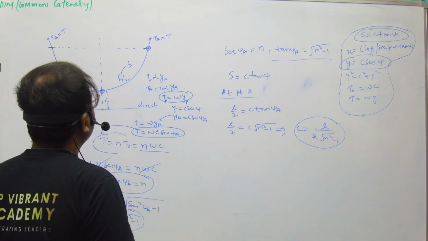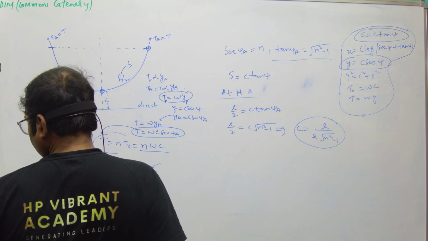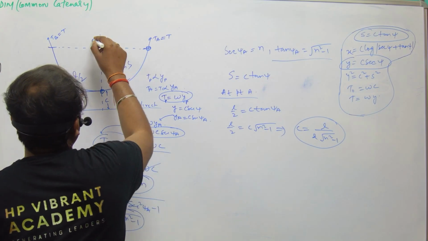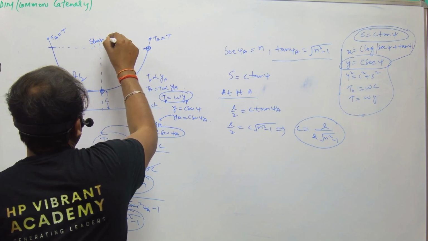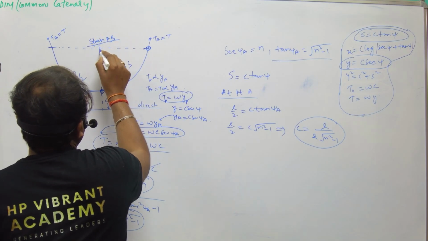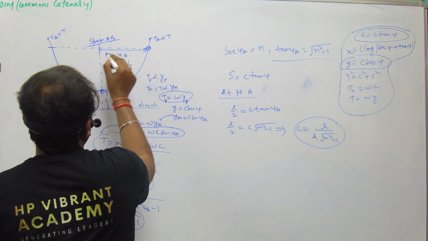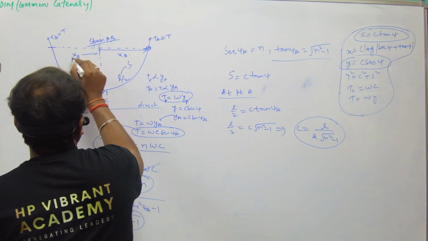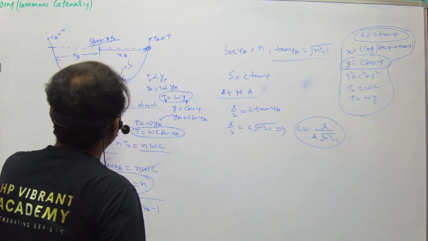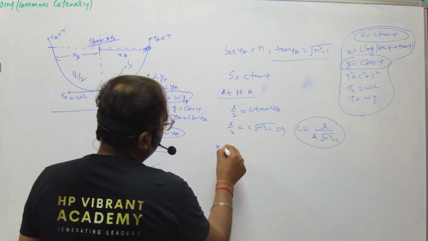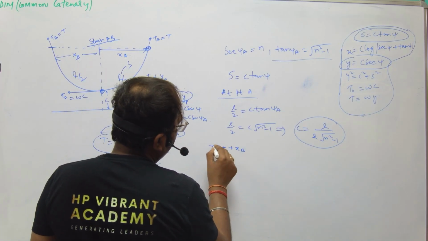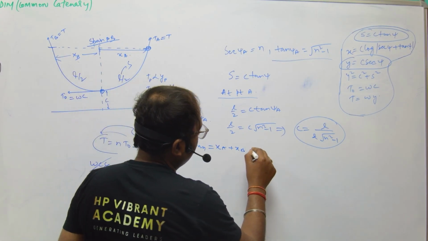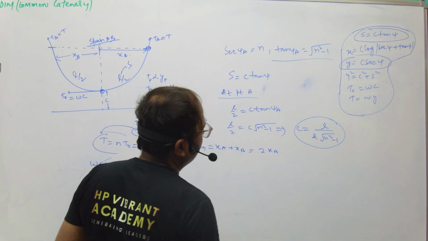So what we have to find? Show that the span AB must be. So we have to find the span AB. Let us take this distance as XA and this distance also as XA, and this distance as XB. Since it is symmetrical, the whole span is equal to 2 times XA. Let us find the value of XA.